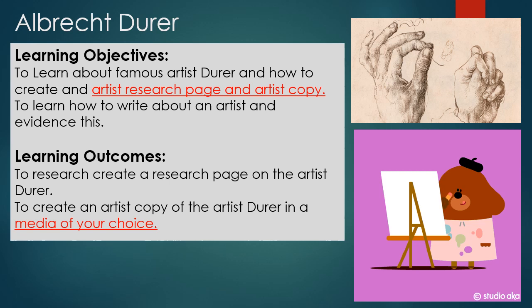Learning outcomes: to research, to create a research page on the artist Durer and to create an artist copy of the artist Durer in a media of your choice. So you're going to do a copy of the hands, okay? So remember last lesson we were looking at hands. This lesson you're just going to finish off kind of the same style looking at hands as well, okay?